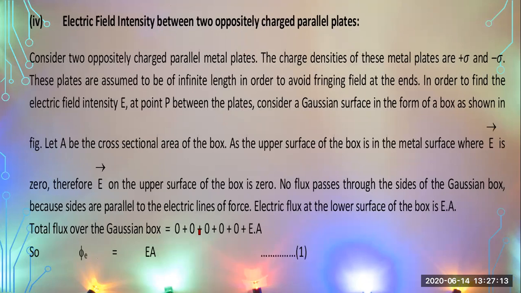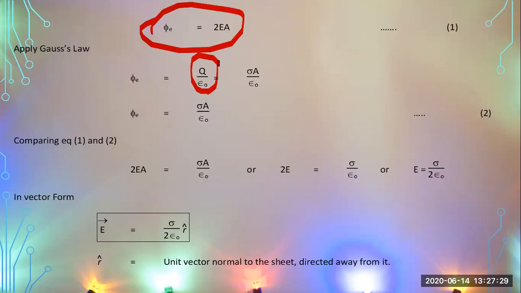So with this, our topic of today's class ends. During the next class, we will calculate the electric field intensity between two oppositely charged parallel plates. This will be our topic from the next class. So come back again. This was the technique, this was the formula used to calculate the electric field intensity of infinite charge sheets.